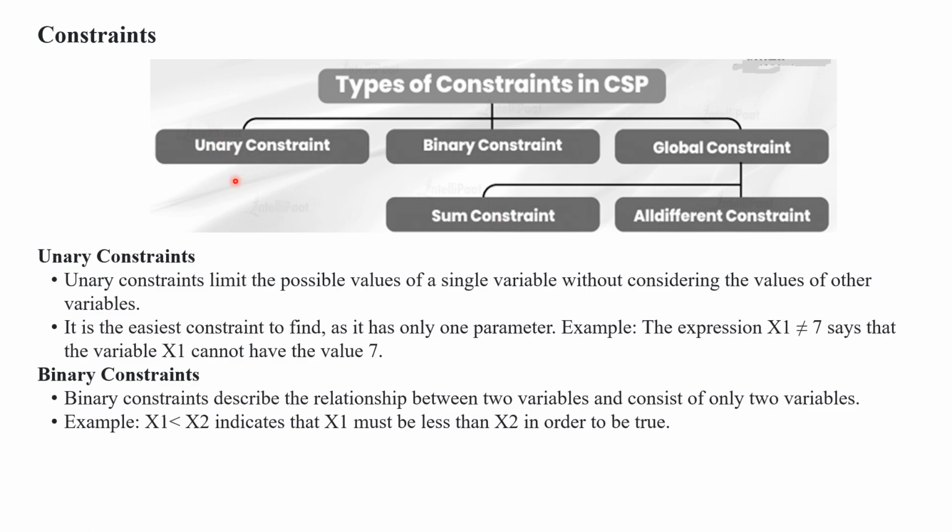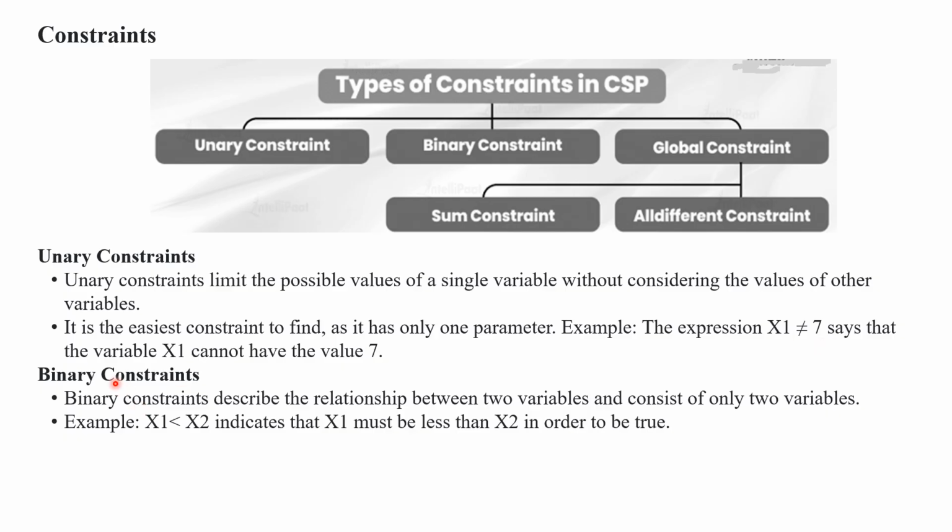So what is a unary constraint? It limits the possible values of a single variable. It is the easiest constraint to find. It has only one parameter. For example, the expression x1 is not equal to 7 means the variable x1 cannot have the value 7.